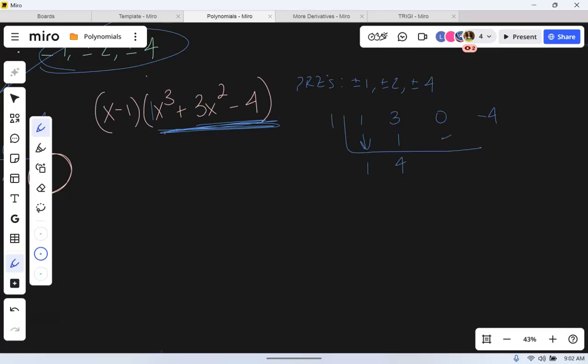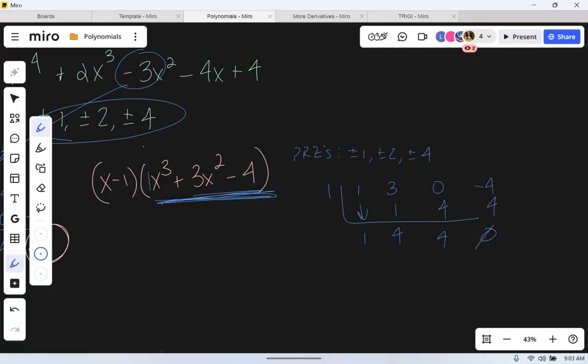Oh, look! Charlotte, how do I know? It's a 0 on the end. It's a 0 remainder. It worked. Now, is it okay that I got the same 0? Sure. Because whenever you factor, you can have two factors that are exactly the same.